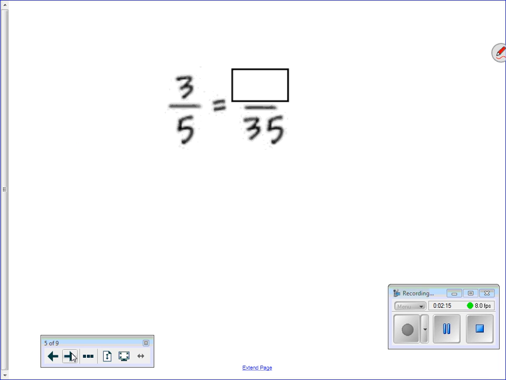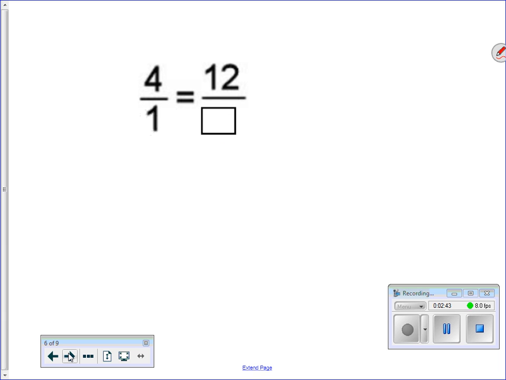So let's do this next example here without using a fraction stick. We have 3/5 equals something over 35. Well, let's use the multiplication rule here. If we take 5 times 7, that will give us 35. Now, since we did that on the bottom, we have to do that on the top. So I'm going to take 3 times 7 to give me 21. So I know that 21 over 35 is equivalent to 3/5.